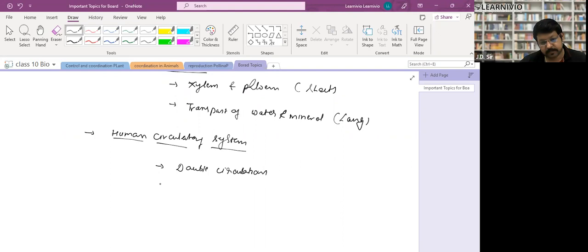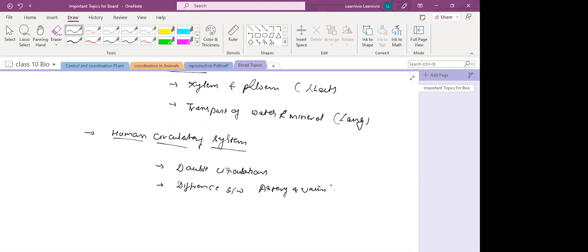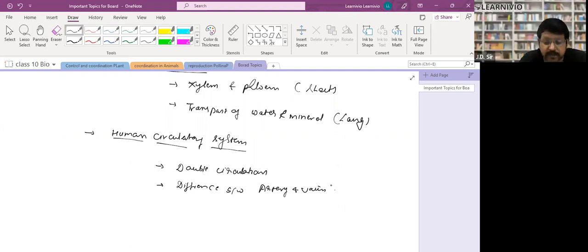Then the important thing is the difference between arteries and veins. Is this question clear to both of you, Ivan and Martin? Difference between arteries and veins. Have you gone through this question? Yes, sir. How valves, right? In veins there are valves, right?